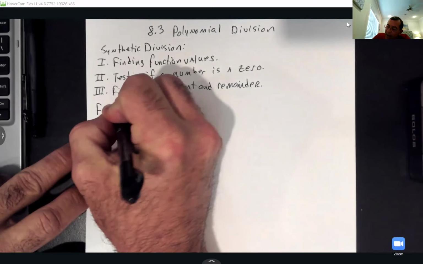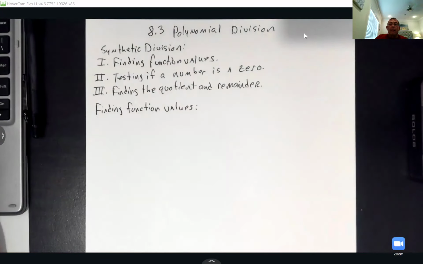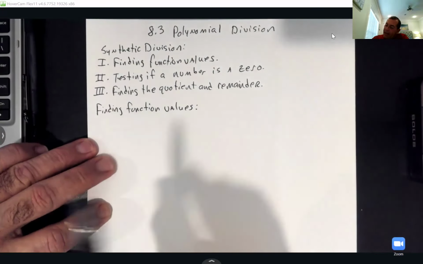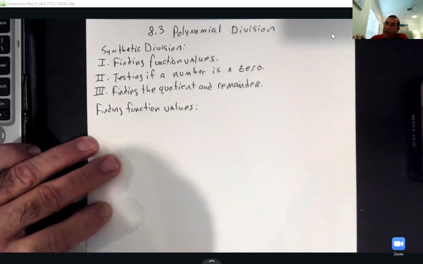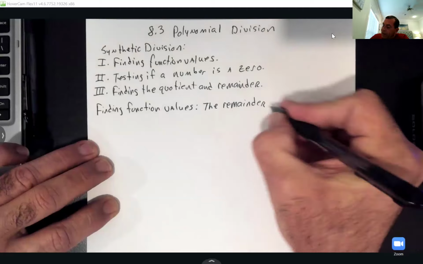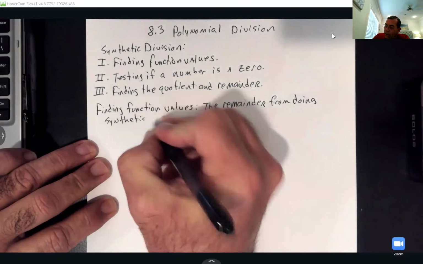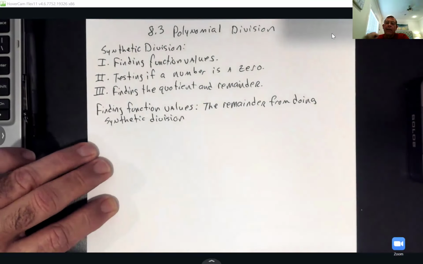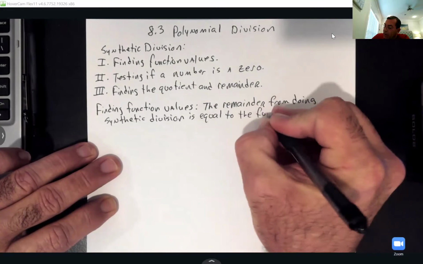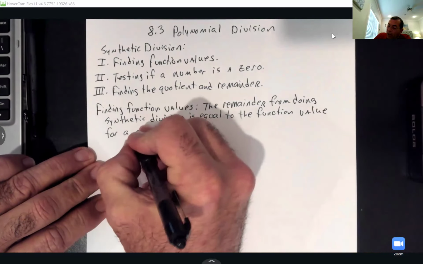So finding function values. So we got a little property in math that tells us, and we call this the remainder theorem, but the remainder theorem tells us that the remainder from doing synthetic division is equal to the function value for a given number.